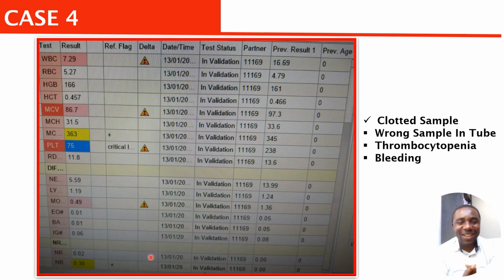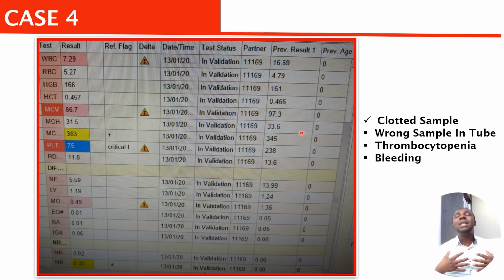That's data check. Okay? So once you see that, your eye should go to the place it failed, and you ask yourself, what is the problem? So obviously, our problem here is that it failed on the platelet count. Platelet count is 75. Okay? Now, previously, which was the same day, the platelet count was 238. So what is the problem here? The sample is clotted.